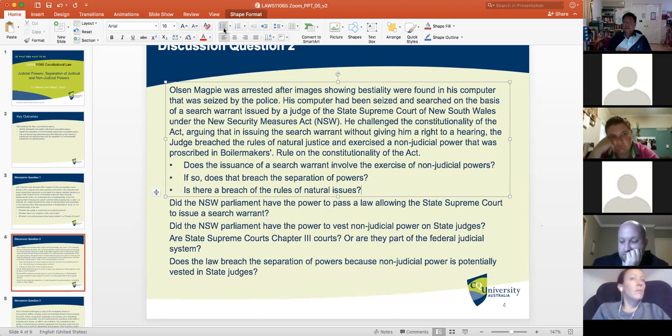Okay. We're happy with that. And then we'll go back to the question about the Chapter 3 court as well. We will address that in a short while. So let's begin with that first point. Does the issuance of a search warrant involve the exercise of non-judicial powers?